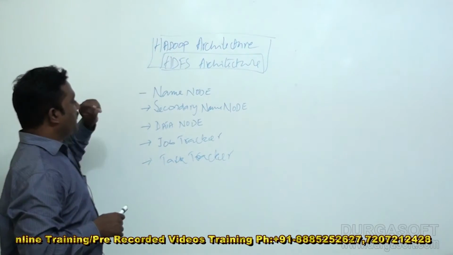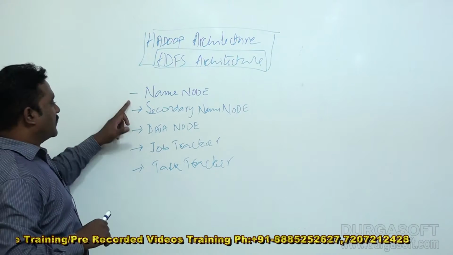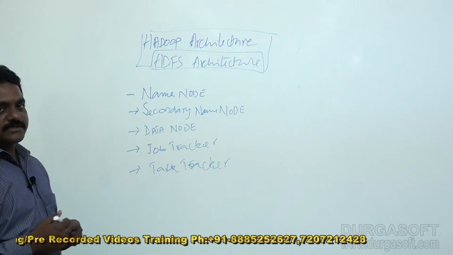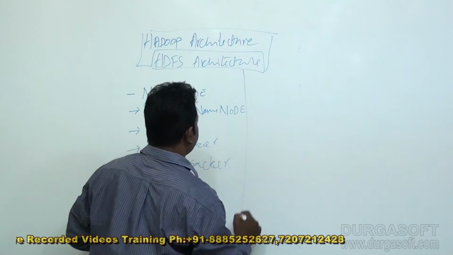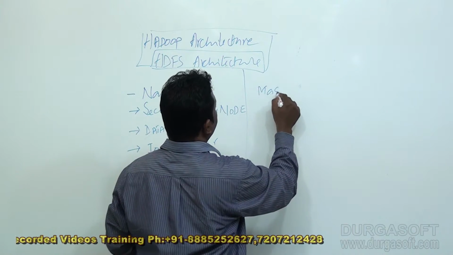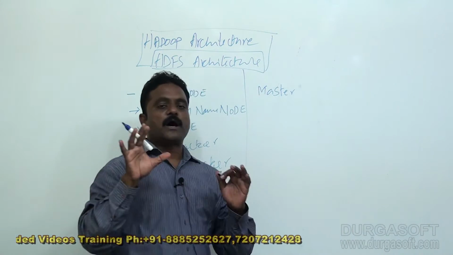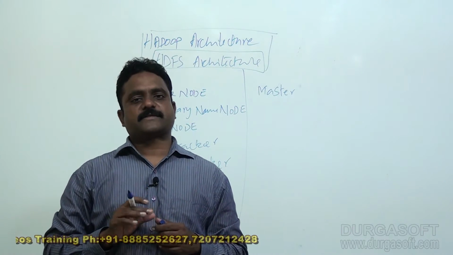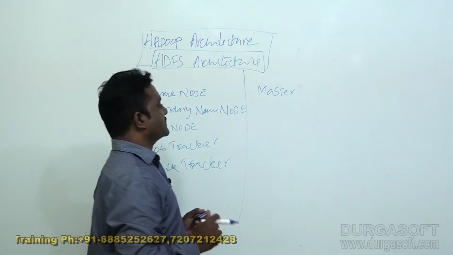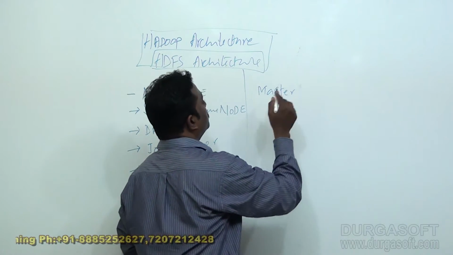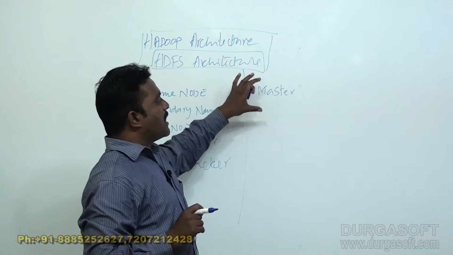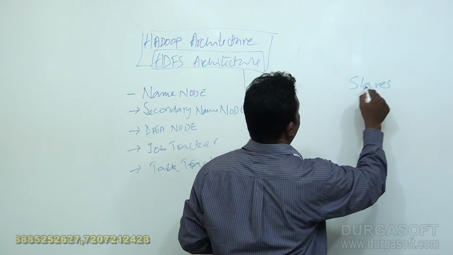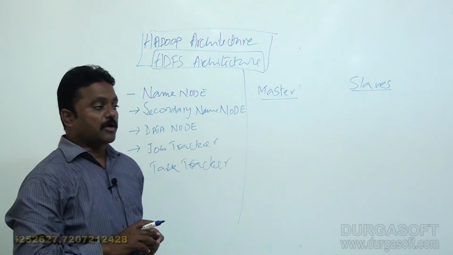Now let us discuss each and every process in detail. What is the name node, what is the secondary name node, what is the data node, and what is a job tracker, and what is a task tracker. In another way of representing this, the whole architecture of Hadoop follows a pattern called master and slave architecture. So Hadoop is designed depending on master and slave architecture. There would be some masters, and also there would be some slaves in Hadoop architecture.